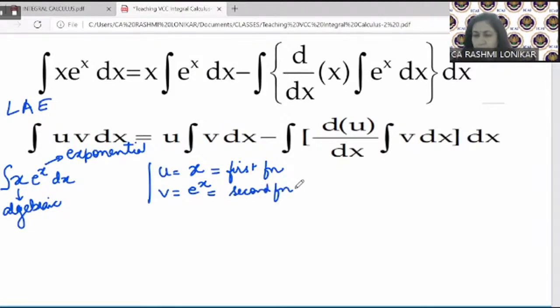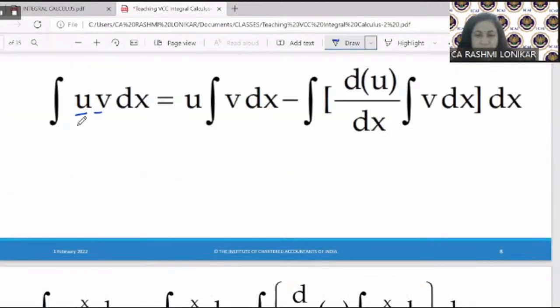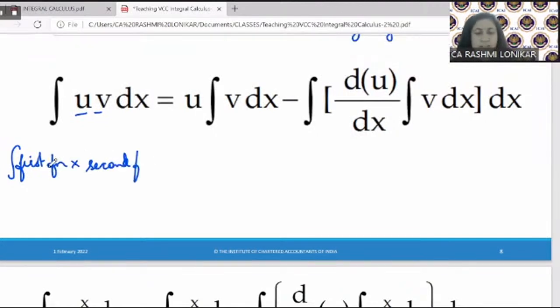Okay. So what is the rule saying? Here it is saying that integral of first function, I'm writing it in words also so that you are able to remember it, integral of first function into second function dx is equal to first function into integration of second function.